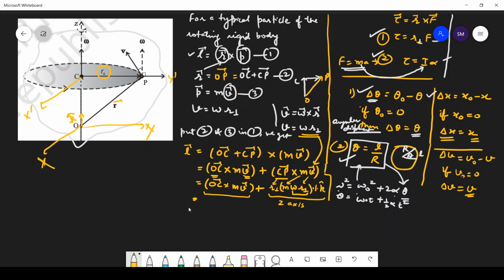So we can write this is along the z-axis. It means L has two components. Okay, one is this component. We'll discuss this OC into MV, but this component is clearly along the z-axis. And that is LZ along the z-axis. You can write the magnitude of it: mass, then r perpendicular square, and then omega. So that's your LZ. Okay.